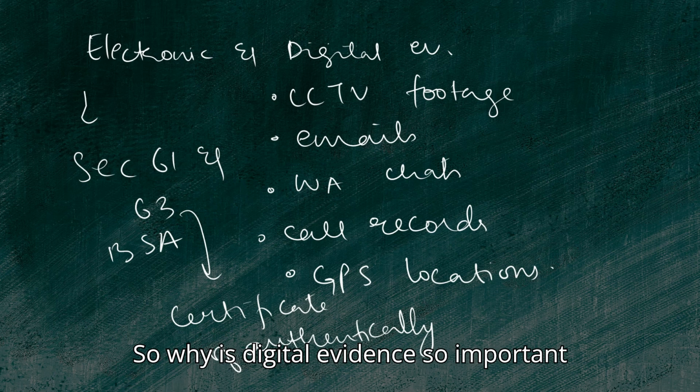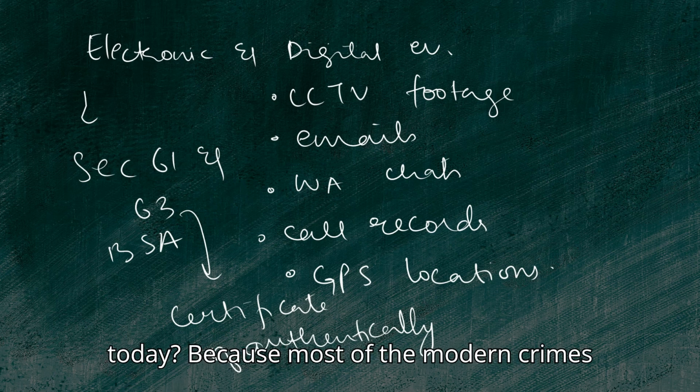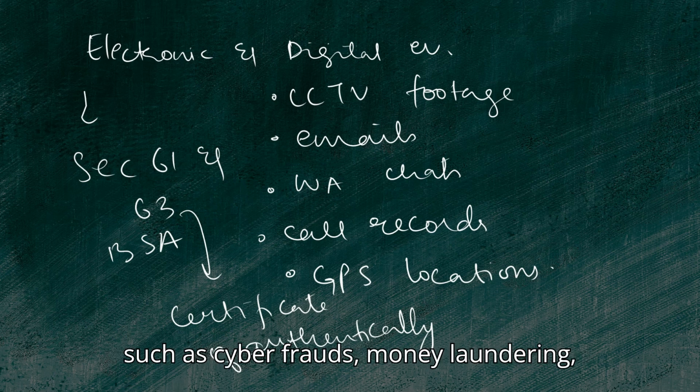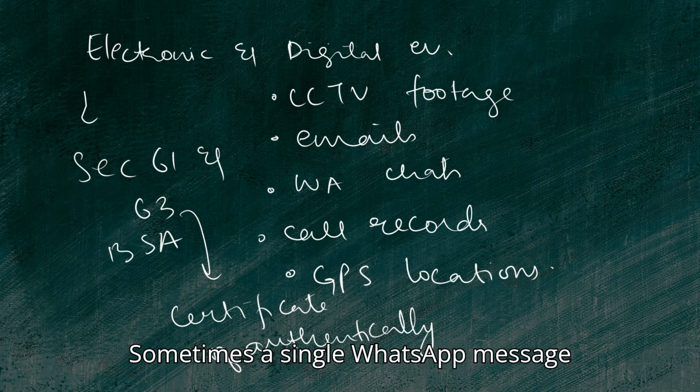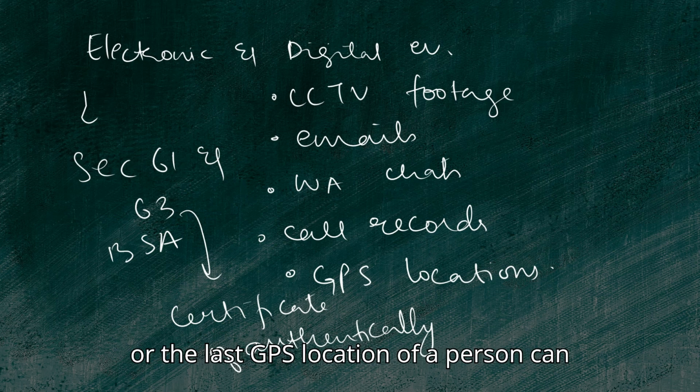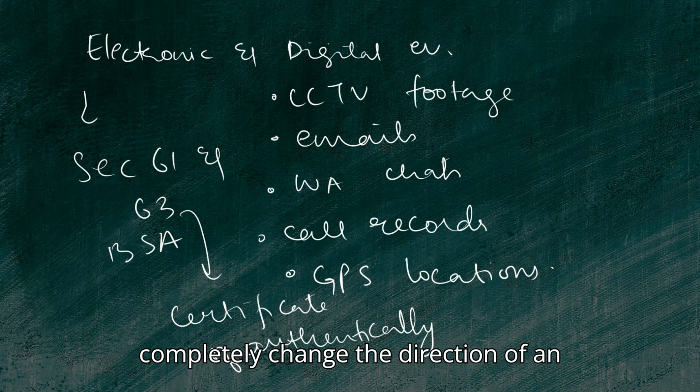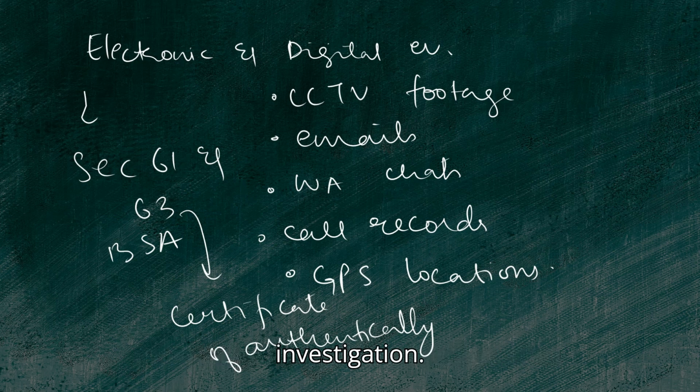So why is digital evidence so important today? Most of the modern crimes, such as cyber frauds, money laundering, online harassment, terrorist activities, and even homicide, are solved through digital fingerprints. Sometimes a single WhatsApp message or the last GPS location of a person can completely change the direction of an investigation.